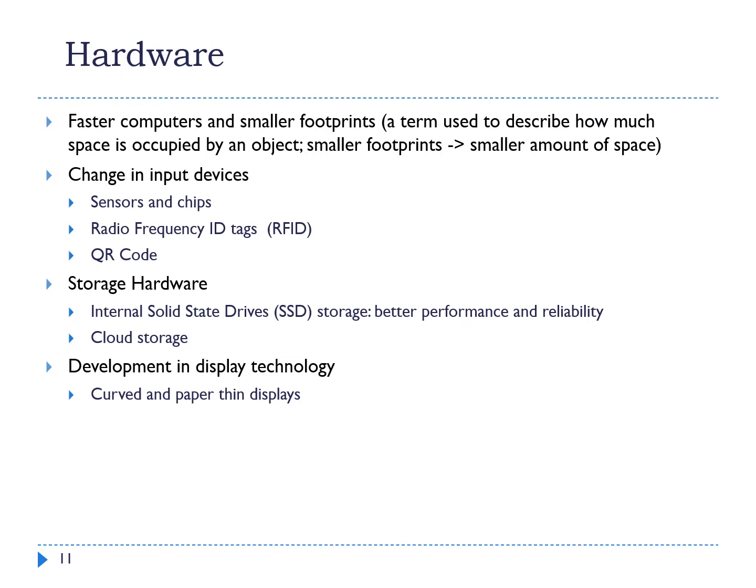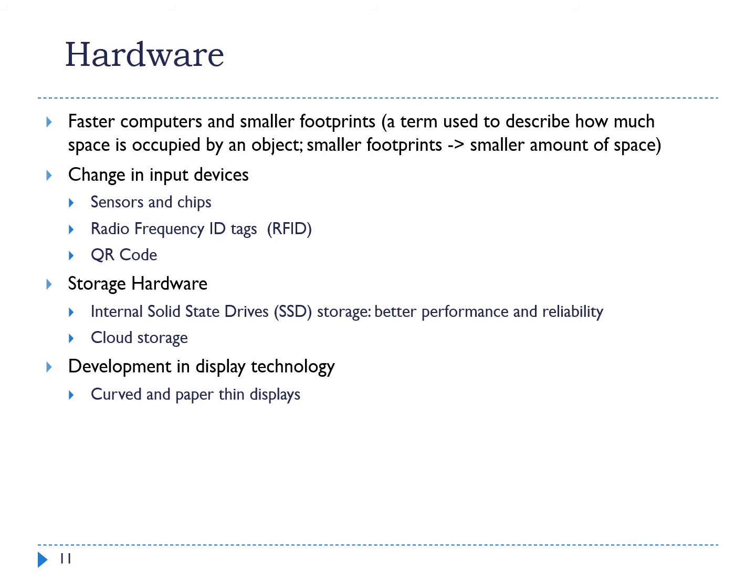This slide shows some current changes or developments of hardware. Nowadays, we have faster computers and smaller footprints. Footprint is a term used to describe how much space is occupied by an object. So, smaller footprints means a smaller amount of space. We also experience some changes in input devices. Keyboard and mouse are not our only input device options anymore. We have sensors and chips, RFID or QR code as input sources.